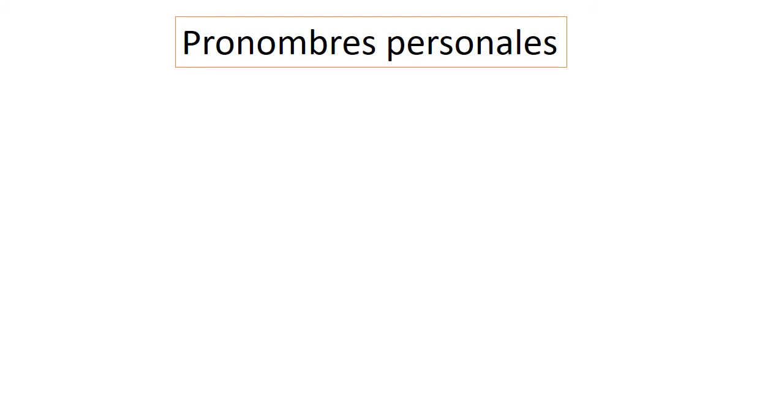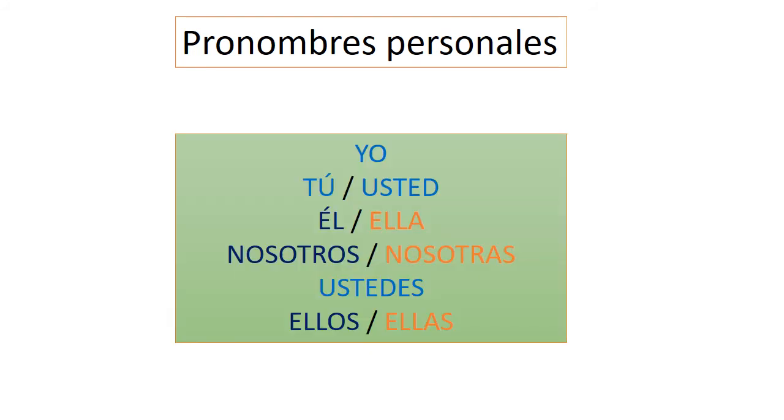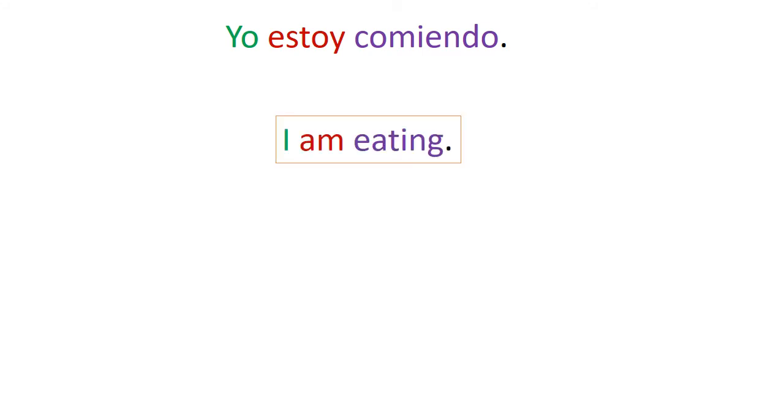So now, to sum up, these are the personal pronouns, pronombres personales. So, yo, tú or usted, él or ella, nosotros or nosotras, ustedes, ellos or ellas. Yo, tú, usted, él, ella, nosotros, nosotras, ustedes, ellos, ellas. Okay, very simple. But please notice that in Spanish, for example, there's this sentence, yo estoy comiendo, which translates to I'm eating.